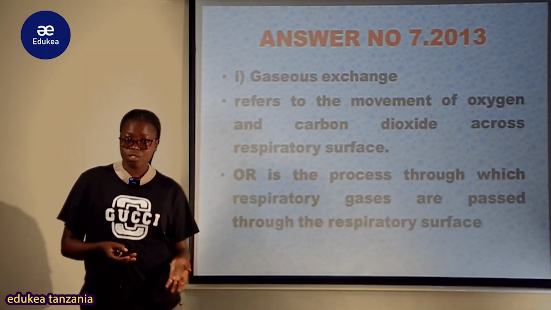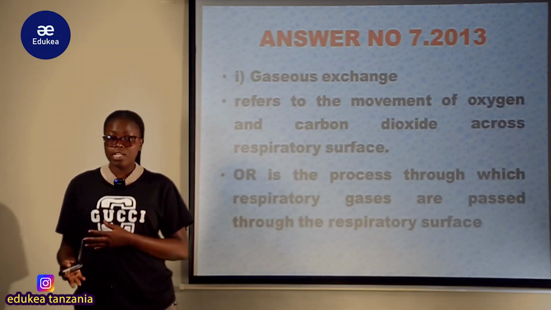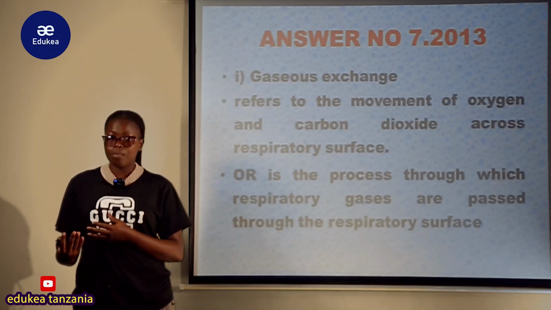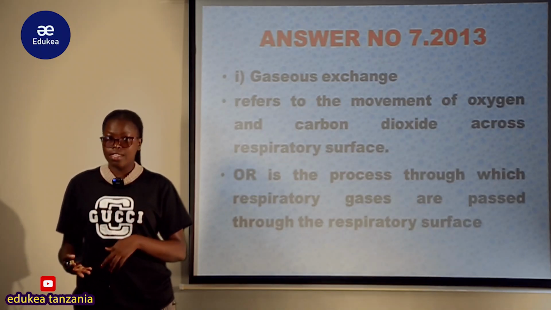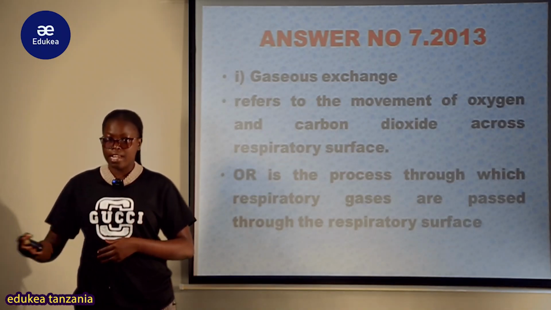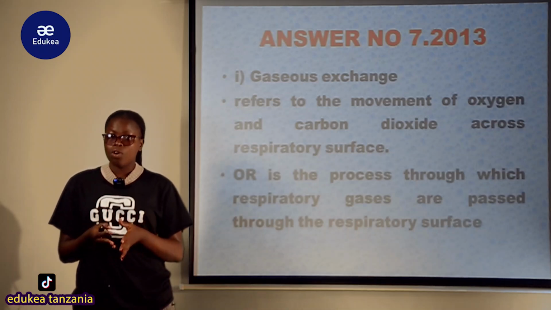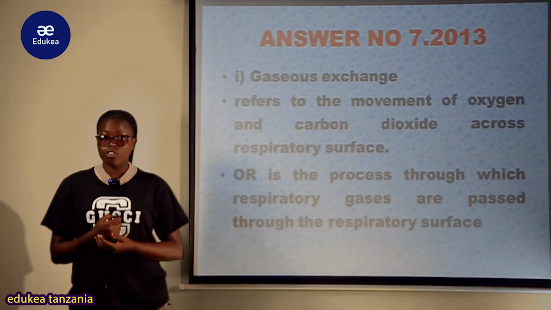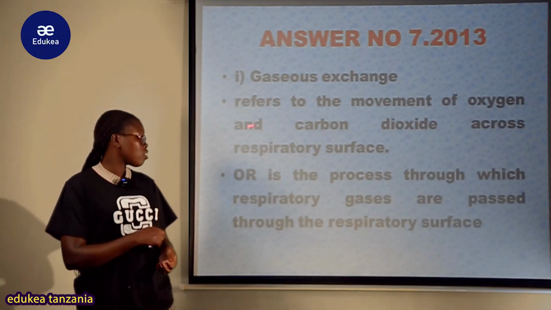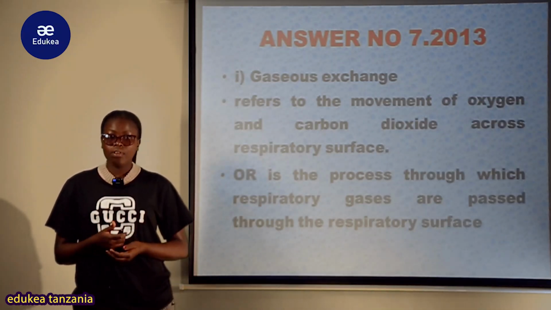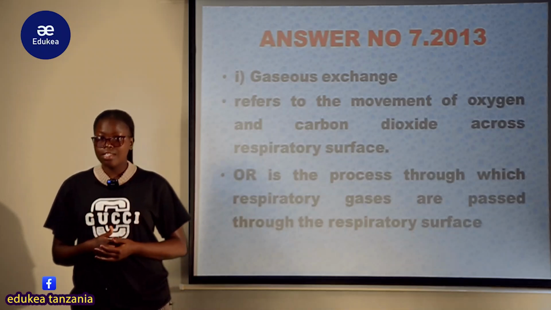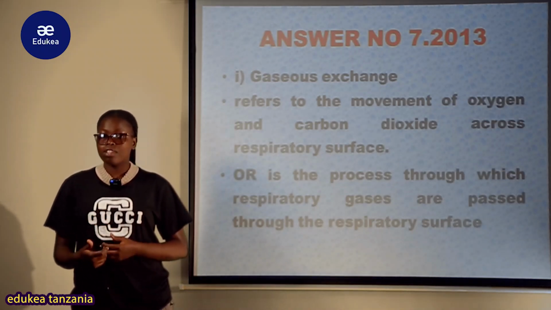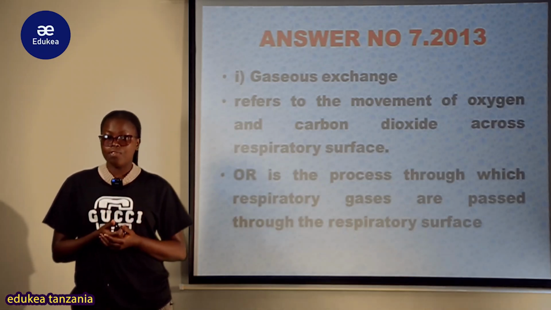All this is exchange. And when we talk about exchange, it means there is a swapping of things, something has been replaced by another thing. That's why there is exchange, there is replacement. So gaseous exchange is the movement of oxygen and carbon dioxide across the respiratory surface, where oxygen tends to enter into the lungs across this respiratory surface, and carbon dioxide tends to cross the respiratory surface to the outside of the body.